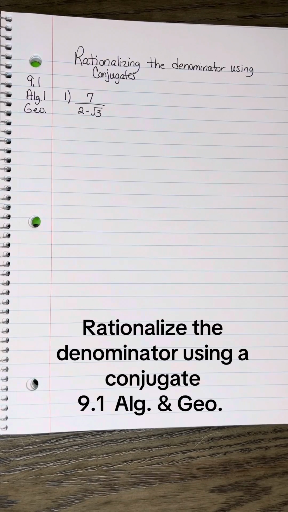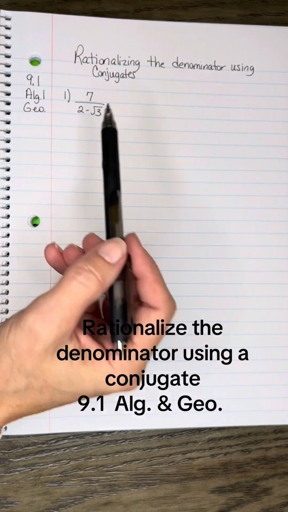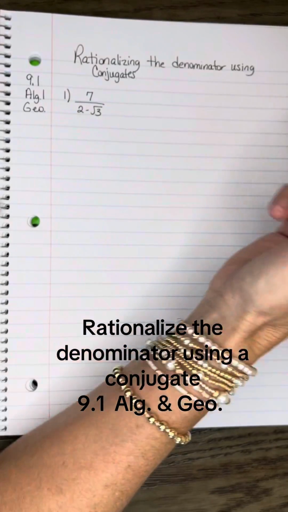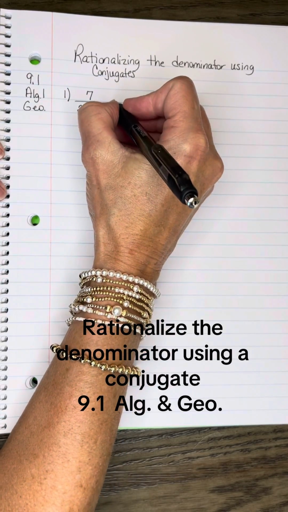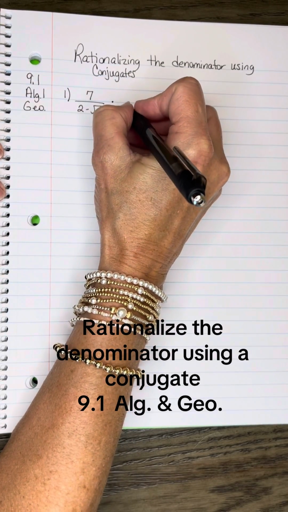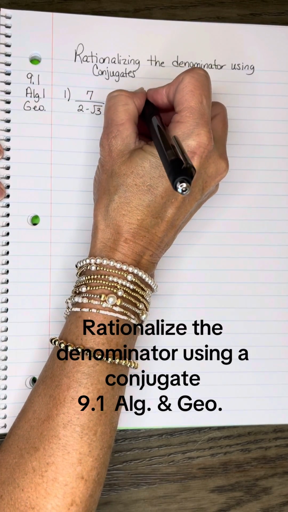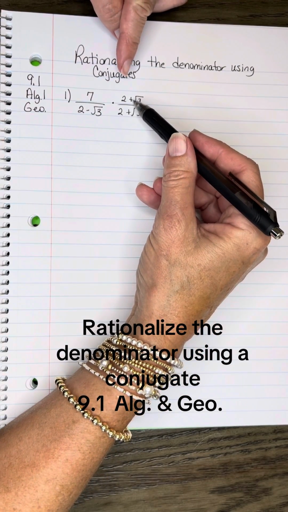In this video, I'm going to show you how to rationalize the denominator when you have a binomial in the denominator. So we're going to use something we call conjugates. A conjugate is when you take the binomial and you just change the sign in the middle term. So I'm going to multiply by 2 plus the square root of 3 over 2 plus the square root of 3. So literally the same concept, I'm multiplying by 1.